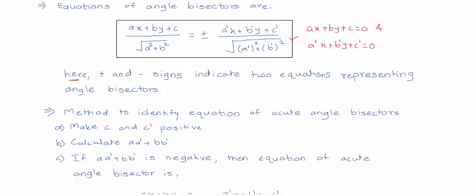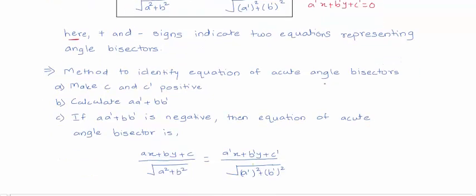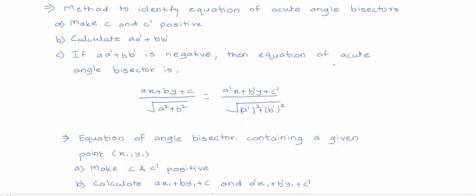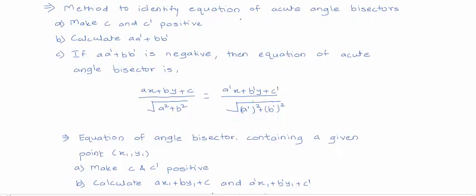Okay, students. Now, the question in entrance might ask us about angle bisectors in such a way that they will say find equation of acute angle bisector. So actually, if you see here, there are two signs, that is plus and minus. Out of this plus and minus sign, which sign will indicate acute angle bisector is the question. Okay, so here we see the method to find acute angle bisector. Look at this. Method to identify equation of acute angle bisector.